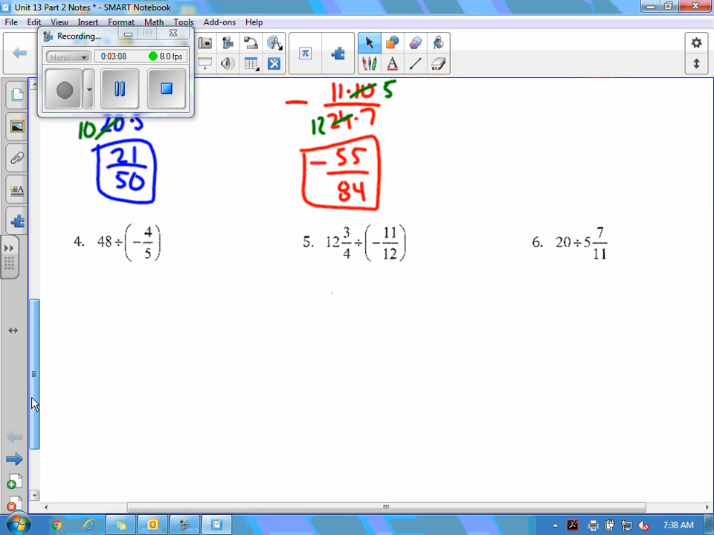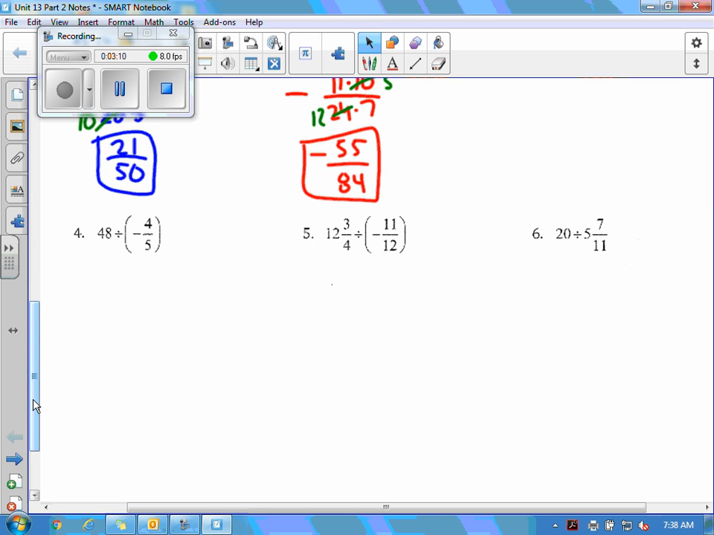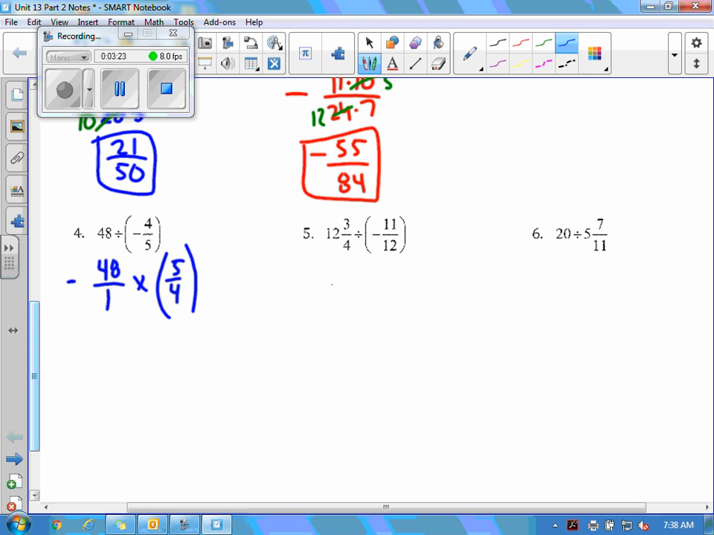Number 4, I have a positive divided by a negative, so I know my final answer is going to be negative. And then I can keep. I'm going to write 48 over 1, change, and flip. So 5 over 4. Again, I didn't put the negative in the parentheses because I already decided my final answer is going to be negative. So that's 48 times 5 over 1 times 4. 48 and 4 can both be divided by 4, so this becomes 12, this becomes 1. And then when I multiply those, I'll get 60 over 1, which is just 60, and I know that it's negative.